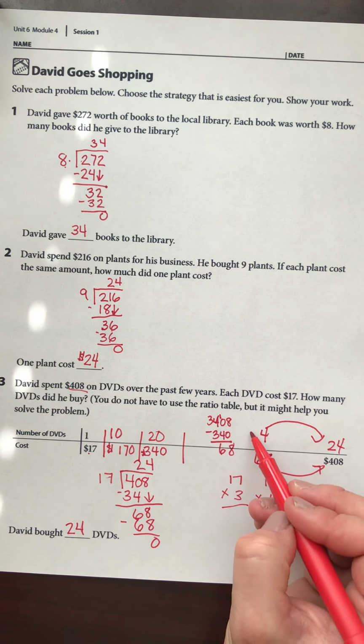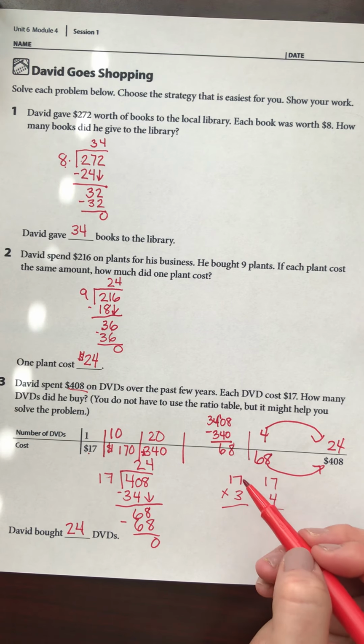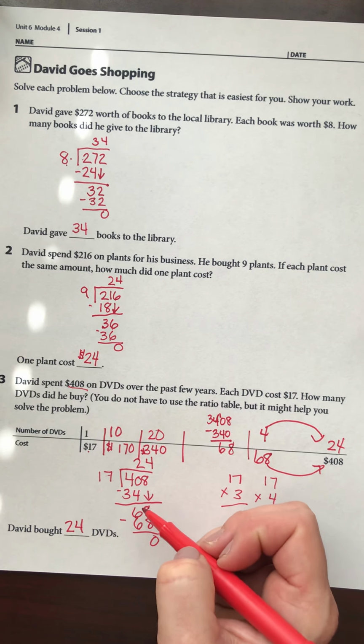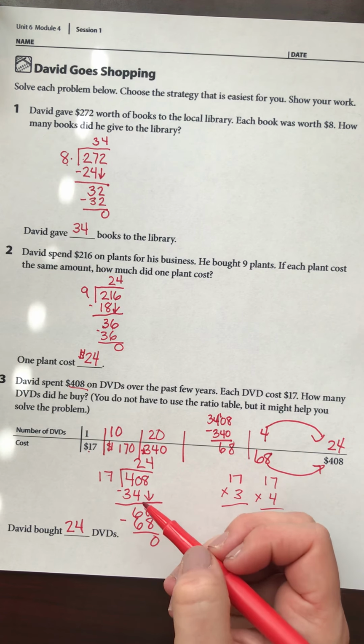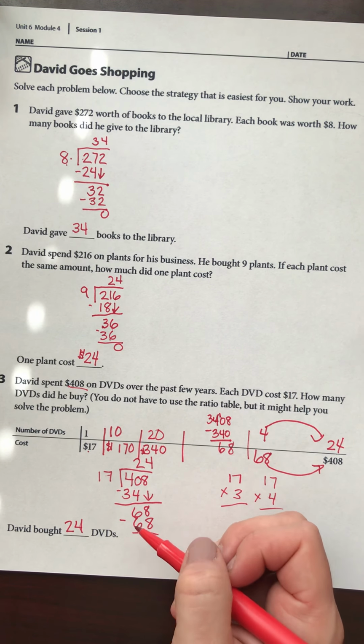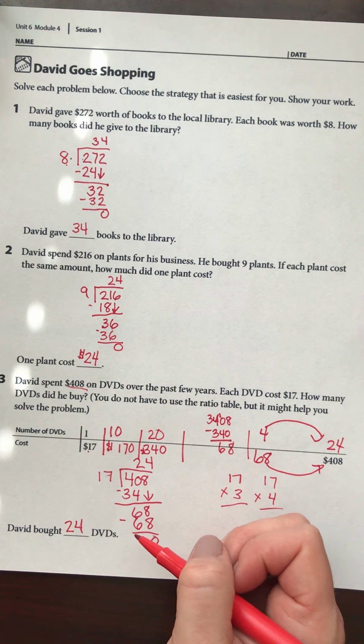If you like visuals, if you like adding on and finding patterns, if you like following steps, long division, again, feel free to use it. Take what works and leave the rest.